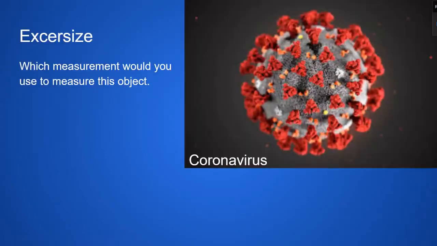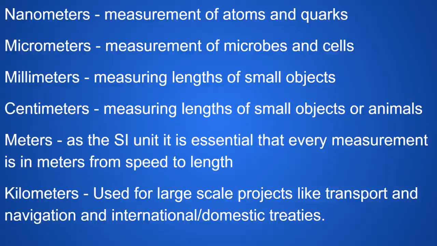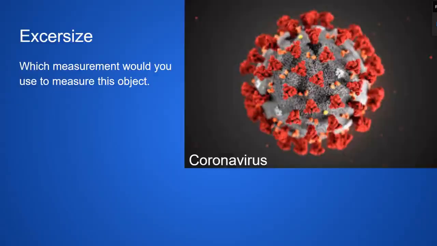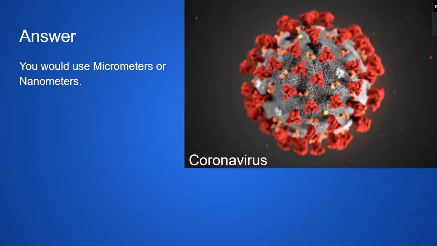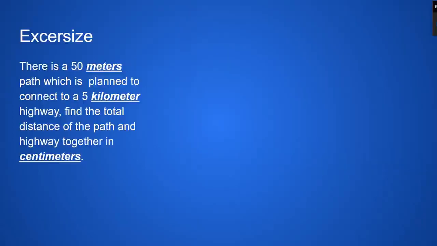Exercise, which measurement would you use for this object? By the way, this is the coronavirus, it's going around, the 2020 pandemic, causing a lot of suffering. You guys should know this. Which unit would you use? If you don't remember, it's somewhere over there. You guys can just use your brain, remember what units there were. I'll give you a hint, it starts with an N, A, N, O, and then meter. Boom, it's nanometers or micrometers because it's tiny, okay? Usually coronaviruses are calculated with nanometers. They can also be calculated with micrometers.